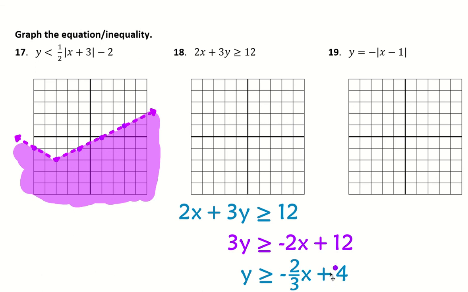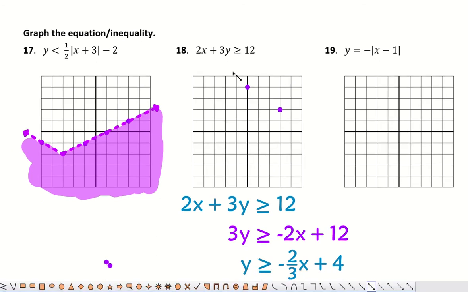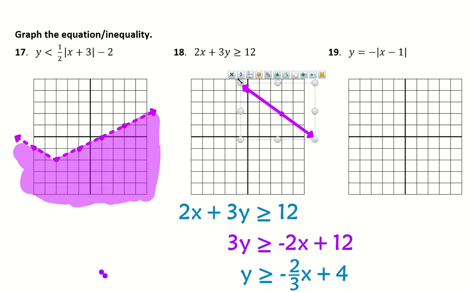Okay, with a y-intercept of 4. So begin with b and move with m. This is a negative 2 over a positive 3. So down 2, right 3. Okay? And my line is going to be solid in this case because it's greater than or equal to. That's something you have to know.